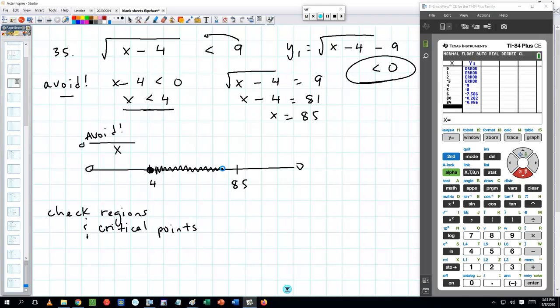What about the 85? 85 returns 0. 0 is not less than 0. If it had the equal to, we would shade. We have to open that up. Something on the right side of 85, how about 86? How about 90? How about 100? All of these are giving us positive values, which are not less than 0. We will not shade here. Let me fill in the rest of my graph there. Interval notation, we have a closed circle on 4, an open circle on 85.